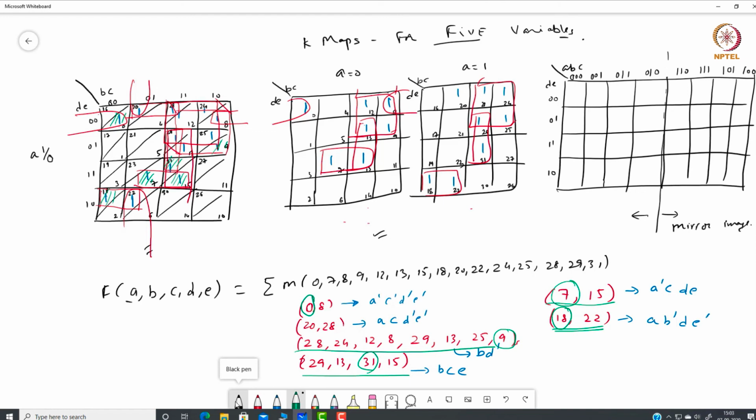What if the number of variables is more than 5? Then our life will be more complicated. For example, these 2 K-maps will become 4 K-maps, and then we have to visually see whether a particular cube is overlapping in 2 layers or in some other 2 layers. All of those things will make it a little more complicated. So we have to find some other mechanism for more effective minimization if the number of variables is more than 5.